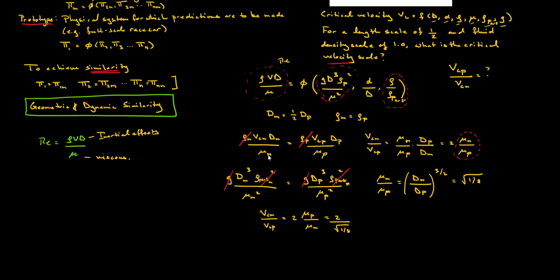Okay, and so then we find mu m over mu p, which is equal to the square root of 1 over 8. So then we have 2 times mu p over mu m, which will be equal to 2 times the square root of 1 over 8, which we find to be 0.707. So this is our critical velocity scale. So the critical velocity of the model is roughly 70% of the critical velocity of the prototype if the prototype is twice the diameter of the model, all else being equal.